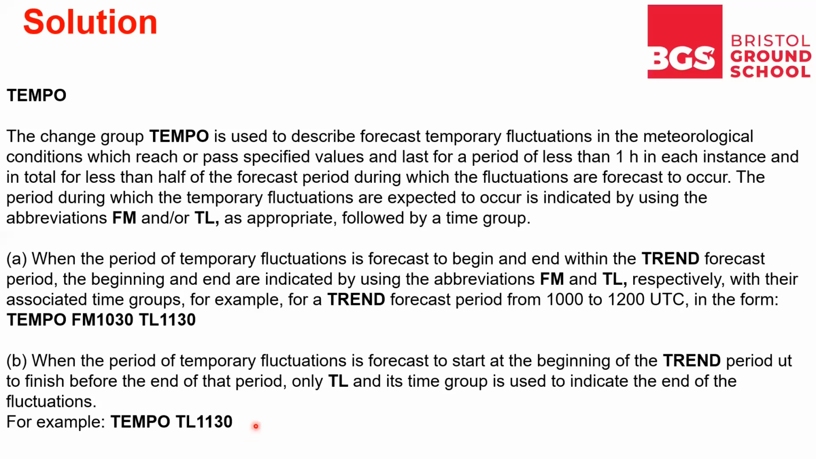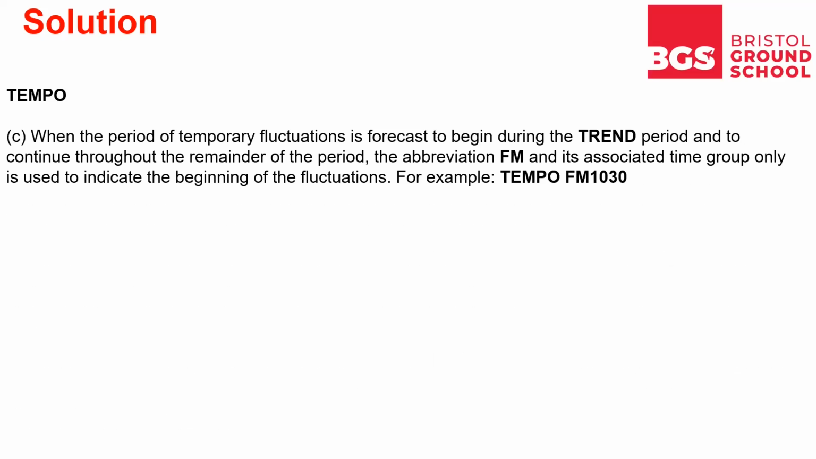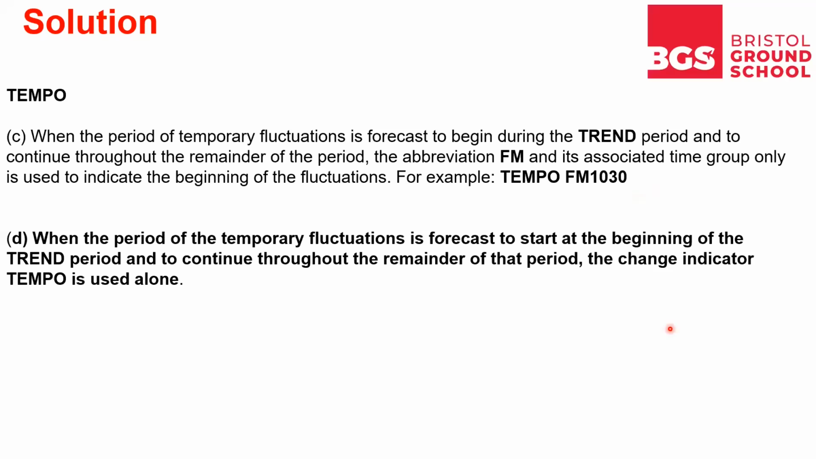You might also just have TL, if it's going to start at the beginning of the period but end before the end of the period. You get TEMPO TL1130 and then the weather conditions. When the period of temporary fluctuations is forecast to begin during the quoted period and to continue throughout the remainder of the period, all they use is the abbreviation FM. So TEMPO FM1030 and then the temporary fluctuation condition. And this is how you will normally see it in a TAF.